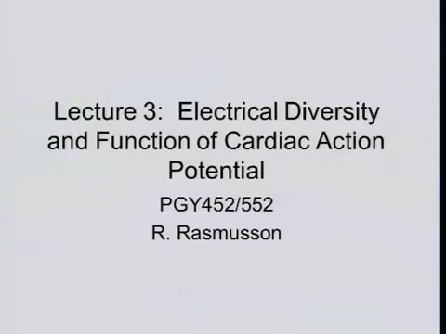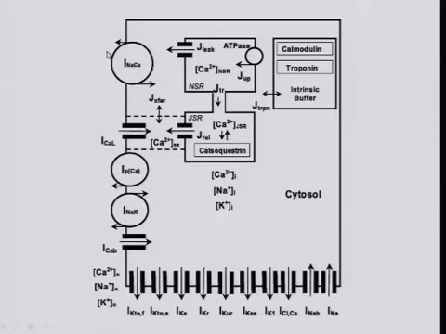To look at electrical diversity and function of these cardiac ion channels, really looking at the role of the ion channels underlying this diversity of behavior. So I start out with this sort of bland looking statement: the cardiac action potential arises from a complex cellular system. That's not really very useful. I mean, we know it's complicated. I say that probably once every 10 minutes.